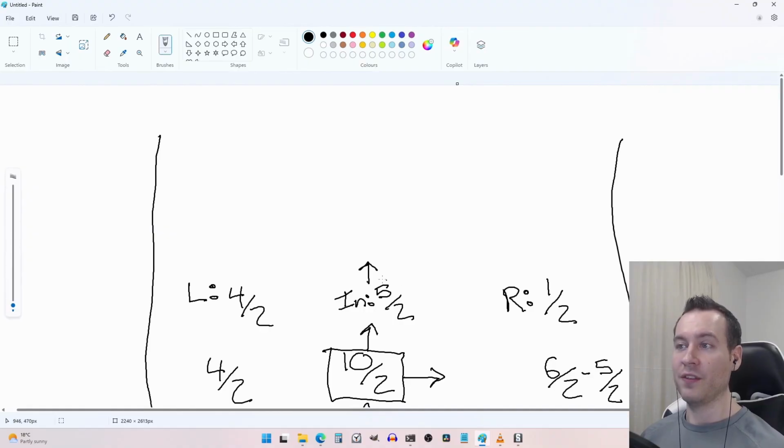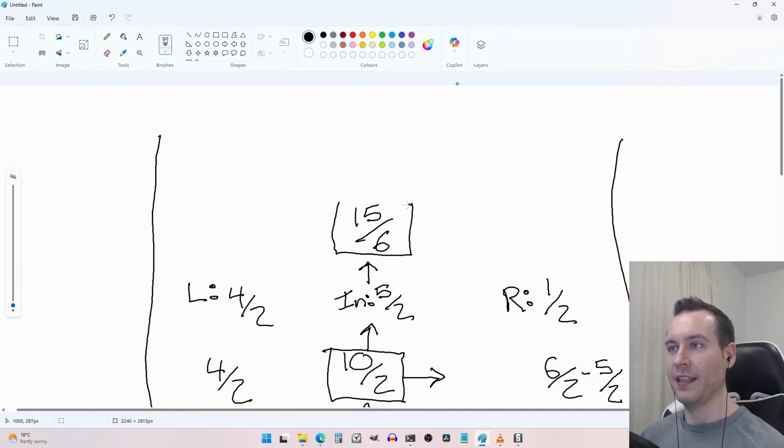So if we want to divide 5/2 by 3 in order to give 2/3 to the left belt, we can multiply all numerators and denominators by 3 to have a clean division. 5 times 3 is 15. 2 times 3 is 6. Then I'll draw a square to indicate that this will be a splitter, and we planned on 2/3 to the left, so 2 arrows to the left.